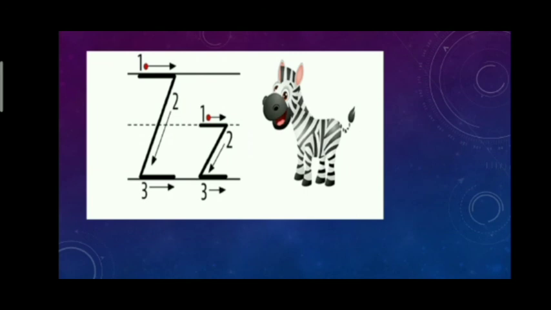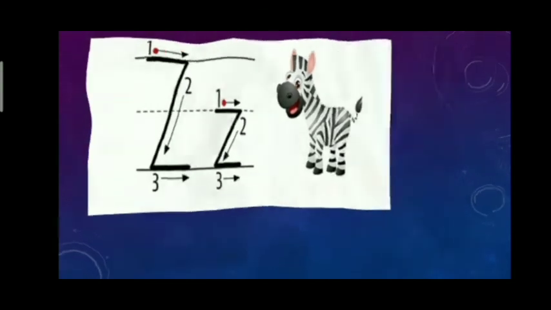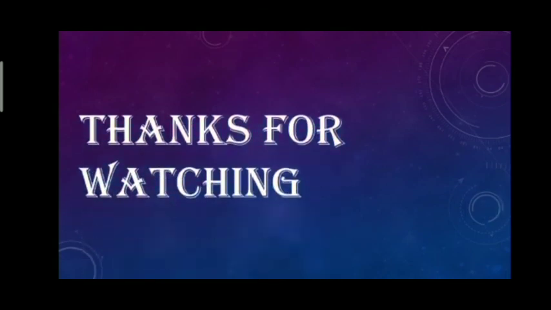I hope you have understood the formation properly. You cannot make the correct pronunciation or you cannot make the correct formation of them at once. You have to practice them daily and then you can make the correct pronunciation and the formation. To make your handwriting more beautiful, you should practice them daily.